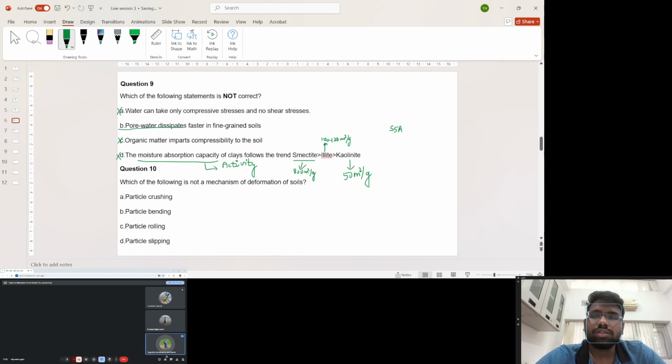So as it is obvious, pore water dissipates faster in fine grained soil.